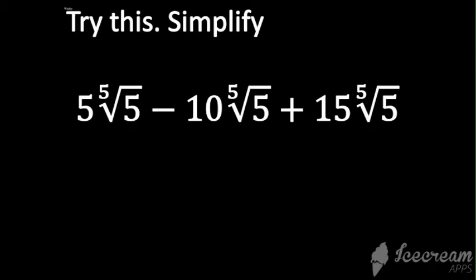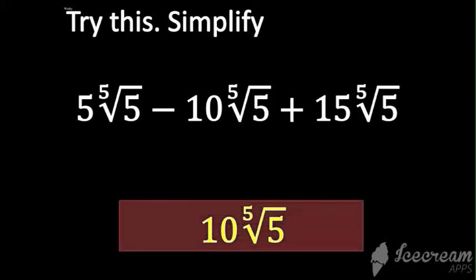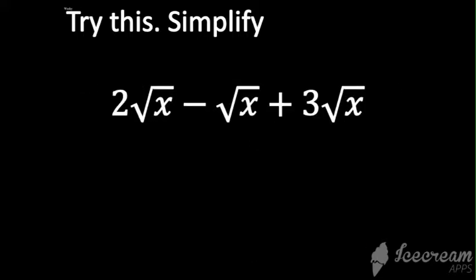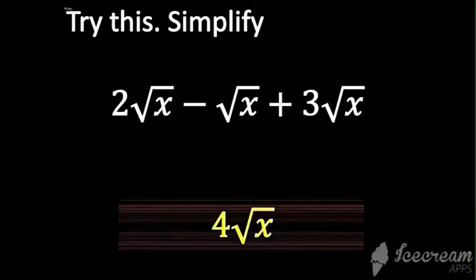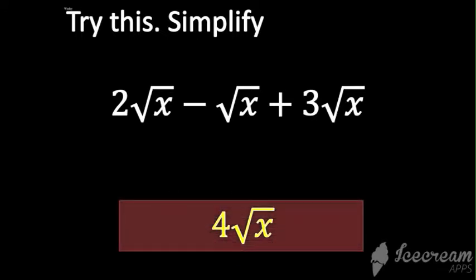5 times fifth root of 5 minus 10 times fifth root of 5 plus 15 times fifth root of 5. The answer is 10 times fifth root of 5. 2 times square root of x minus square root of x plus 3 times the square root of x. The answer is 4 times the square root of x.